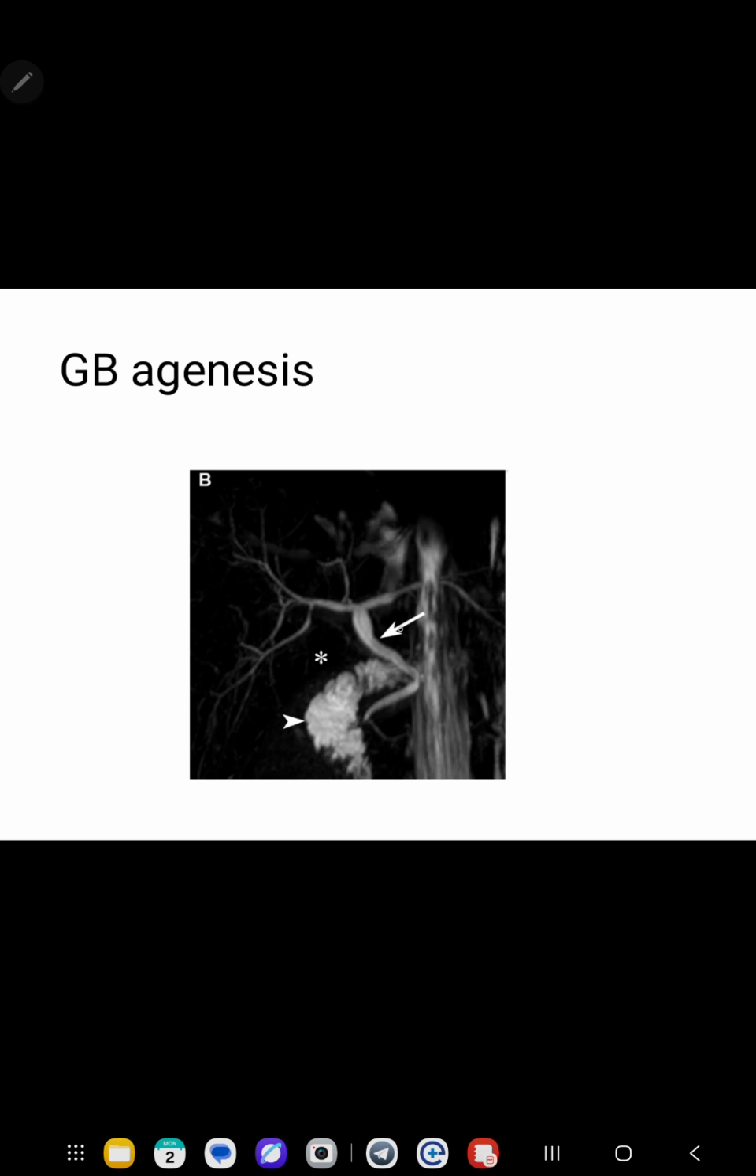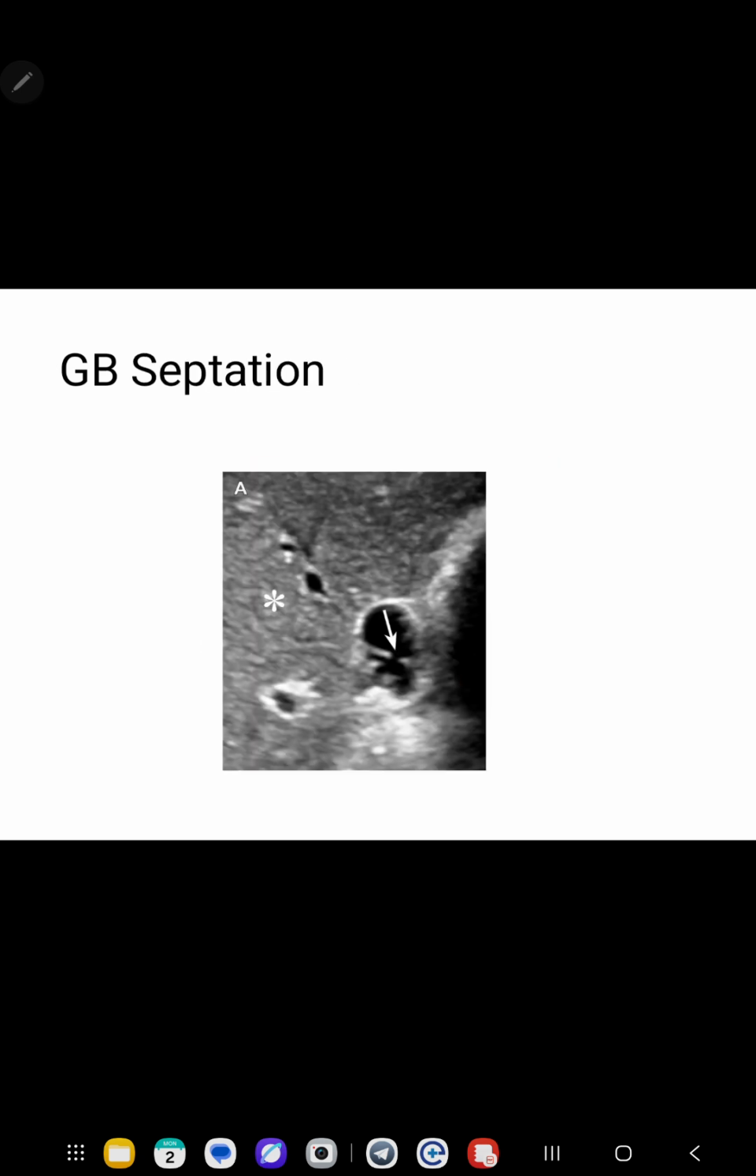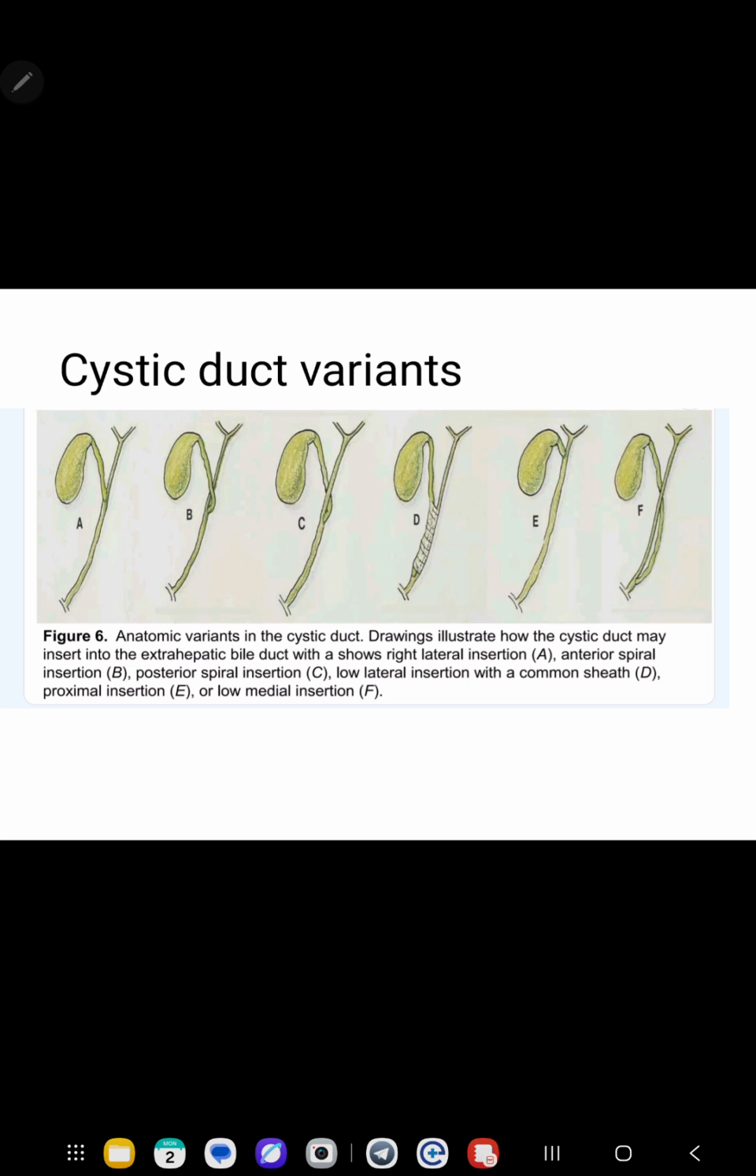Here other variants that can occur are gallbladder agenesis, duplication, septation, and cystic duct variants. Cystic duct can have a right lateral insertion. It can insert spirally, anteriorly, posteriorly. It can have a common sheath with the common hepatic duct. It can have a very proximal insertion and also distal insertion, that is at the distal 1/3. So the significance is when we are planning for cholecystectomy, in some cases it can injure the common hepatic duct, since it can have a common sheath with the hepatic duct.